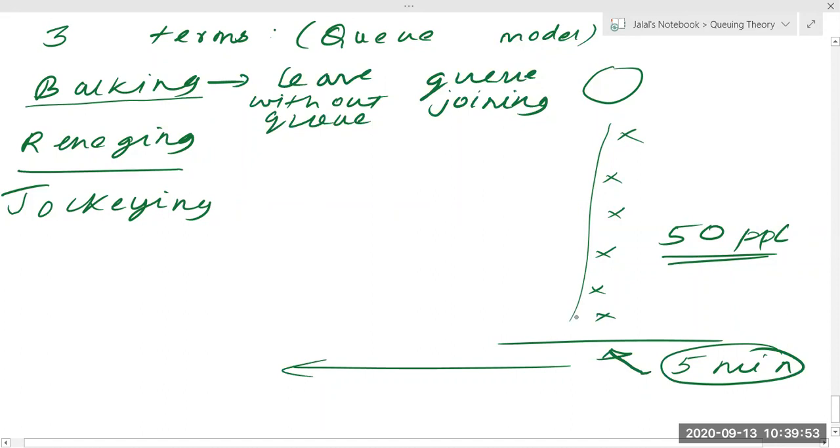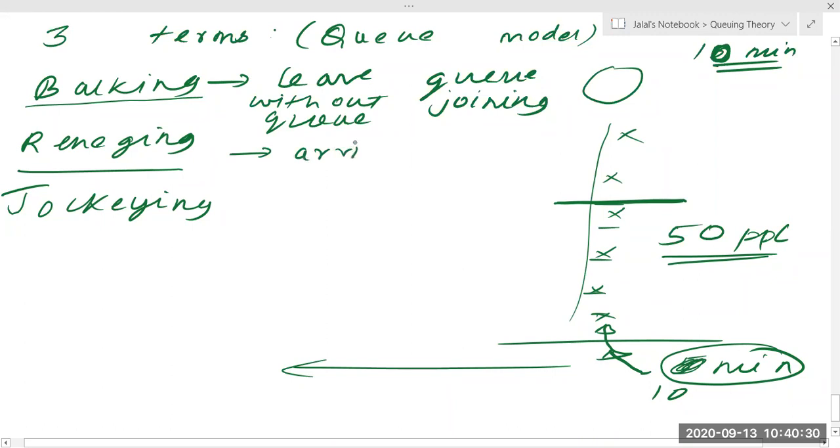In the reneging model, suppose you have 10 minutes, and the train is also going to come after 10 minutes. Now you come and join the system. You try to go near the server, and when you reach there you realize that you cannot wait since your train has come. I'm just giving you an example. So the arrival joins the system and leaves midway.